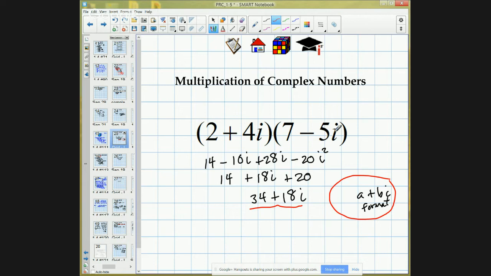So there's no surprise on this page at all, is there? I mean, except for watching the i squared here, there's nothing new here. It follows all the rules we learned in normal binomial multiplication.